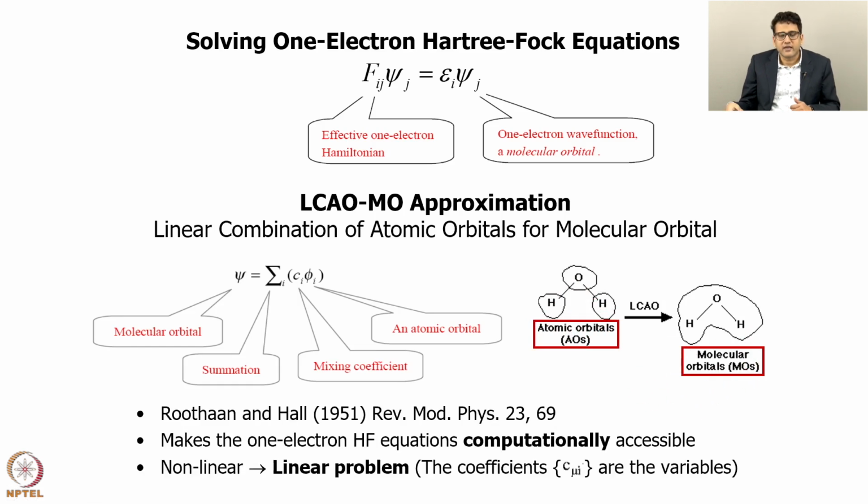Now this recipe of solving Hartree-Fock was given by Roothaan and Hall, and that is what makes the one-electron Hartree-Fock equations computationally accessible for molecules. Solving Hartree-Fock essentially leads to finding these combination coefficients. That is what your Hartree-Fock problem finally becomes.